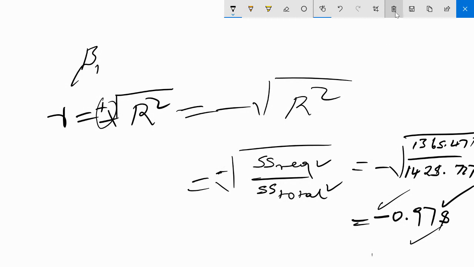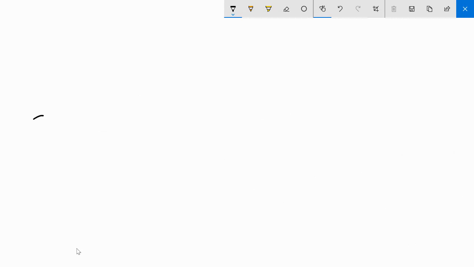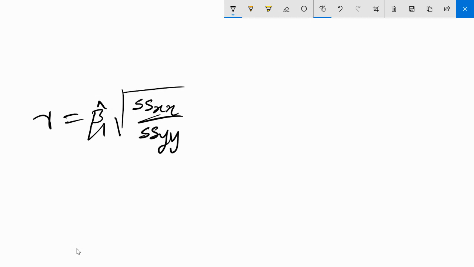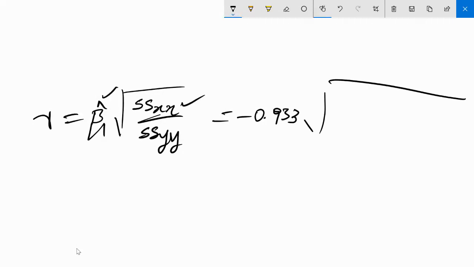So that is the value. I was saying that you can also get it using the formula, and that formula I think is beta 1 times the square root of SSXX divided by SSYY. This one is given. It's minus 0.933, times the square root of. This one is also given.